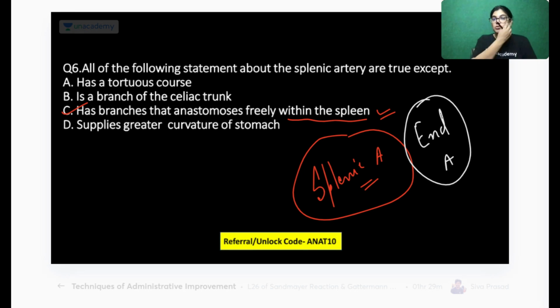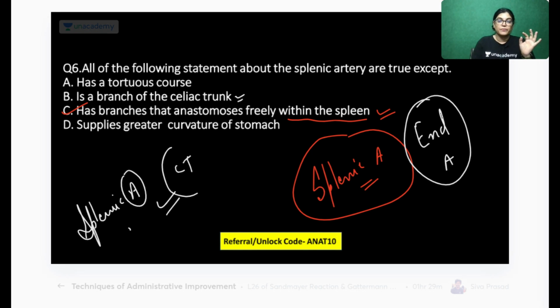So it is not anastomosing. That option C is absolutely wrong about the splenic artery. Has a tortuous course is absolutely right. We have seen that at the upper border of the pancreas it is running and has a tortuous course. It's a direct branch from the celiac trunk, and it is also the largest branch of the celiac trunk. Please note down: the splenic artery is not only a direct branch, but also the largest branch of the celiac trunk.